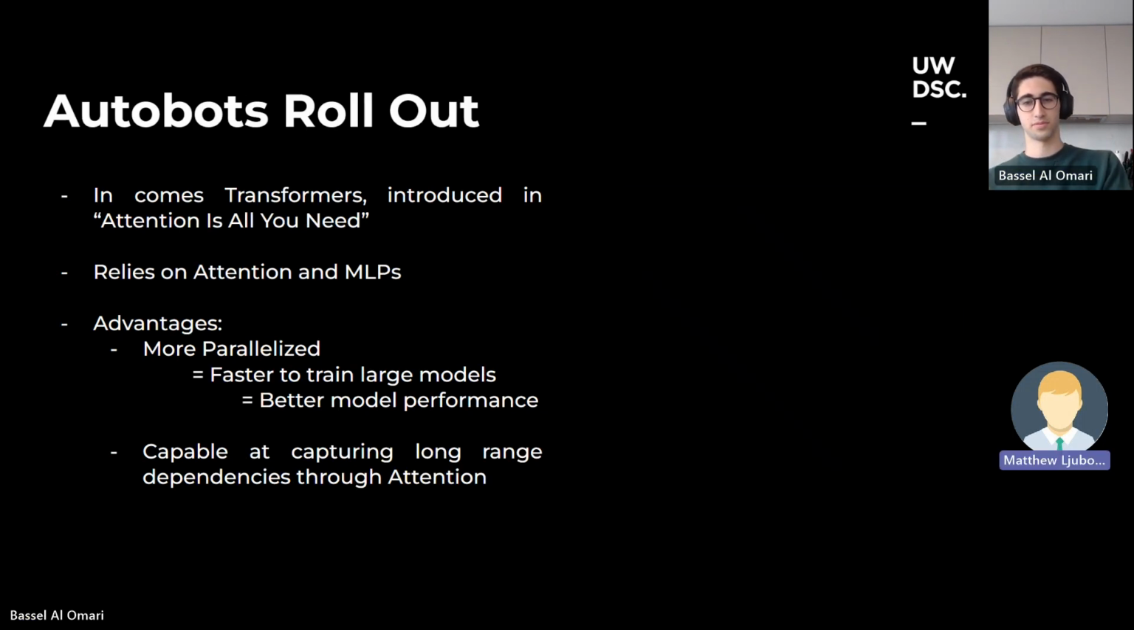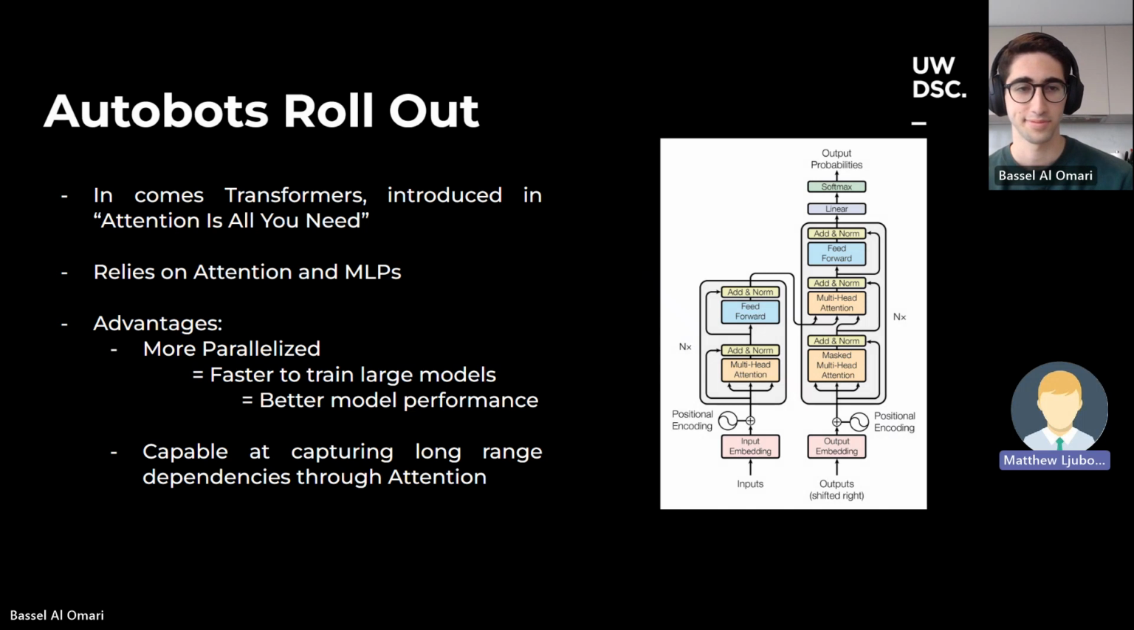So transformers, less cool than the giant robots, but still pretty fun, were introduced in a famous paper called "Attention is All You Need," which heavily relies on something called an attention mechanism, which we'll discuss a little bit later in the workshop. There are a few key advantages to addressing the issues with RNNs that we just talked about.